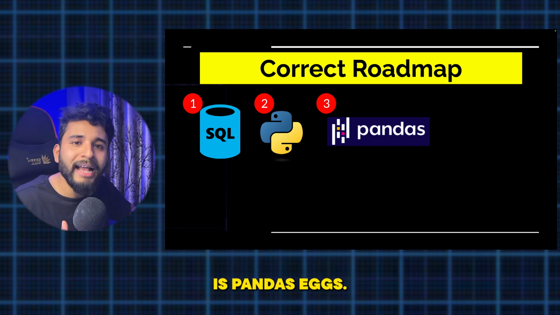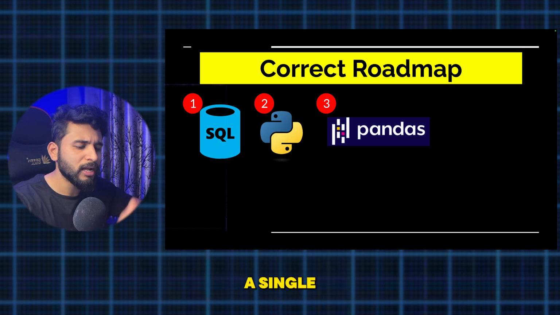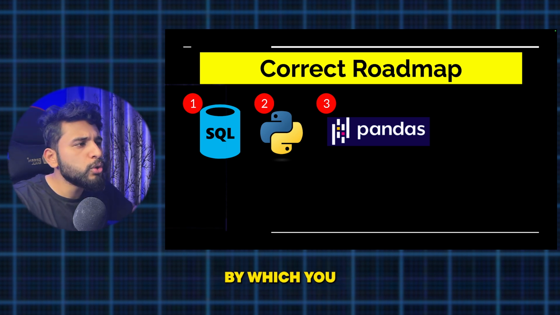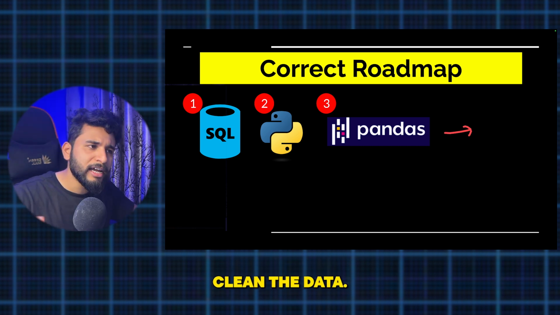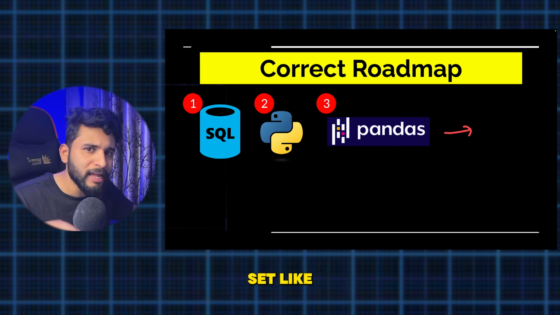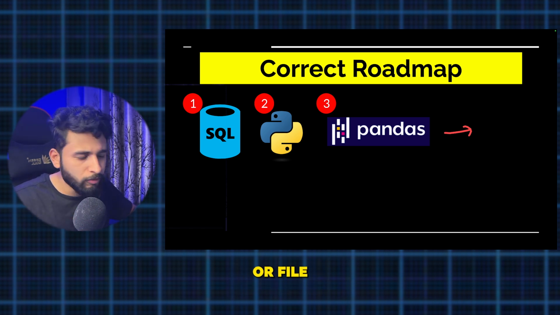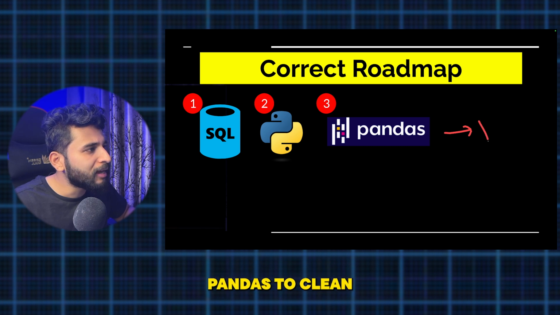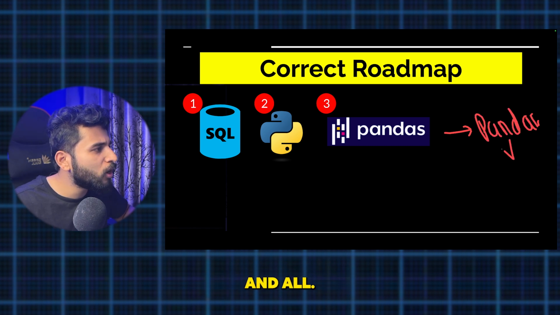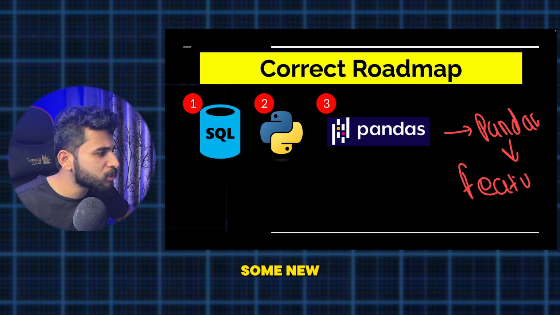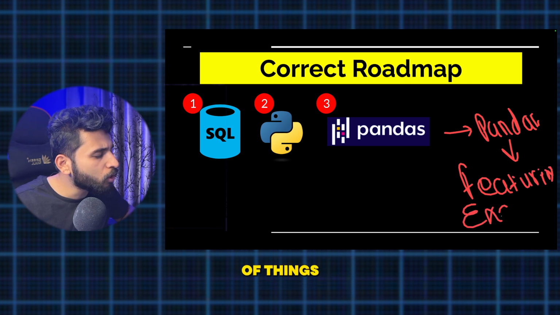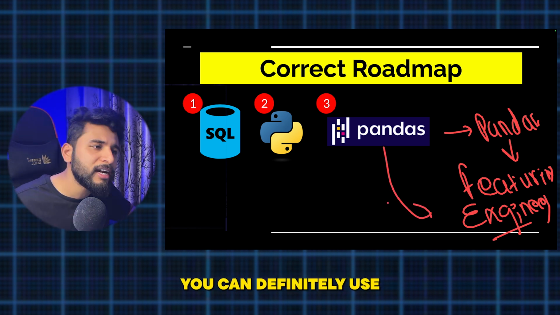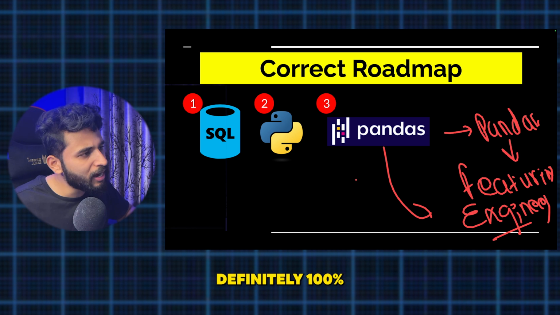Third thing is Pandas. Firstly, it is single threaded, and in-memory processing happens. Other than that, what is Pandas? Pandas is a technology by which you can clean the data and do processing. If you have a small data set, like a 1 GB file, or say 10 MBs or 20 MBs of CSV file that you need to clean, you can use Pandas to clean things, drop the NAs, and do some feature engineering, like adding some new columns. All those sort of things can be done using this technology, Pandas. If you have a smaller data set, definitely 100% you can use it.